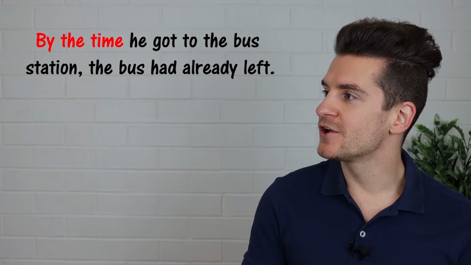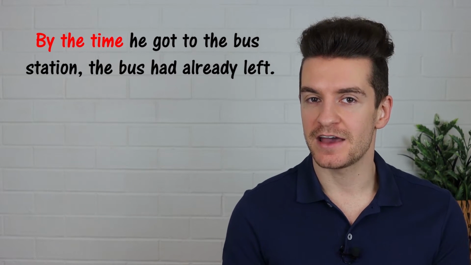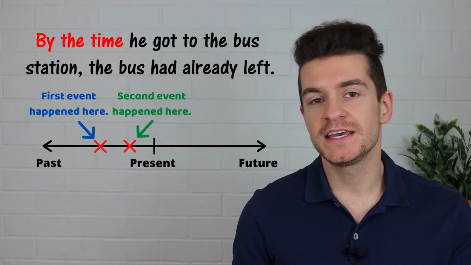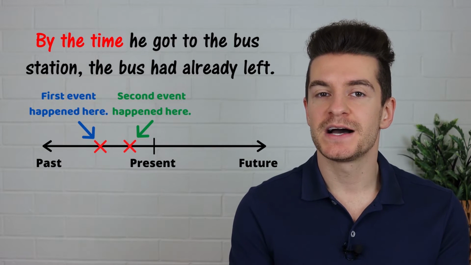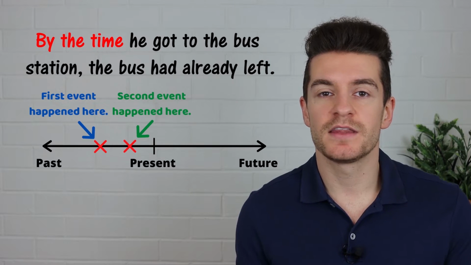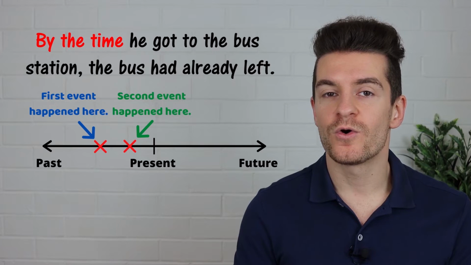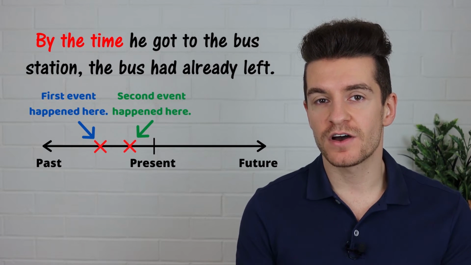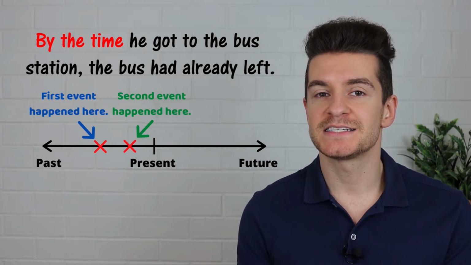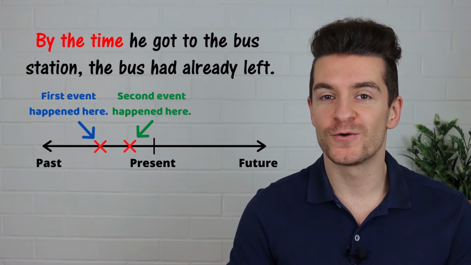By the time he got to the bus station, the bus had already left. So what happened first here? Did the bus leave or did he get to the station? The bus left. And then he got to the station and he saw that there was no bus. Because remember, by the time can mean when or at the time. So at the time he arrived, maybe he arrived at 4 p.m., the bus had already left. It had left at some time before 4 p.m.